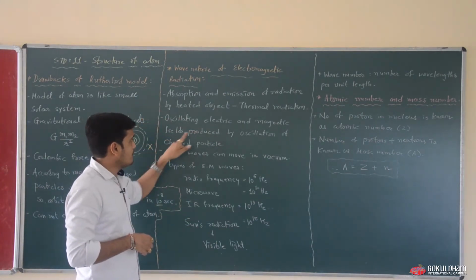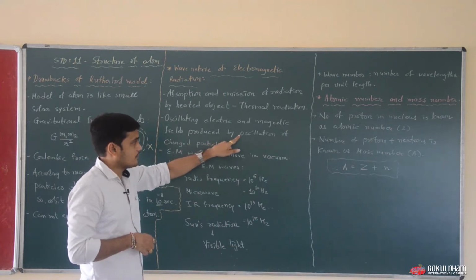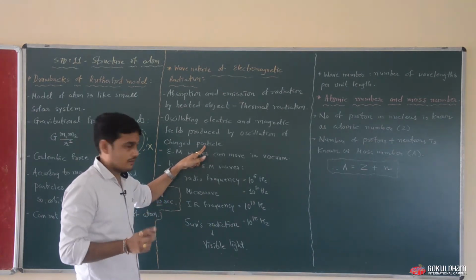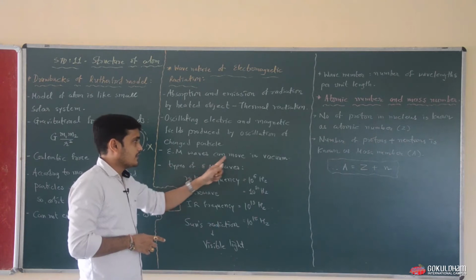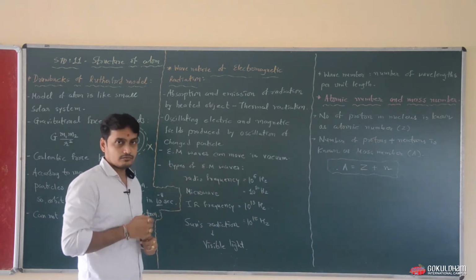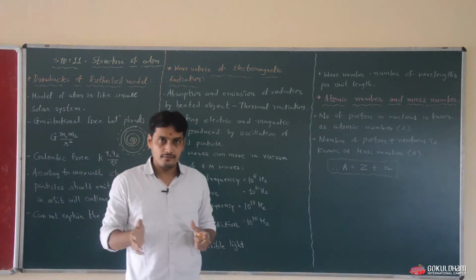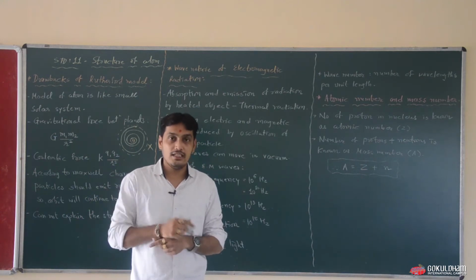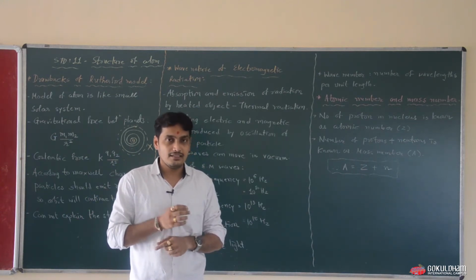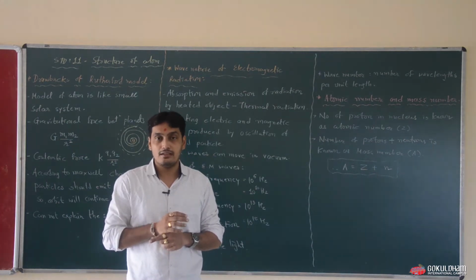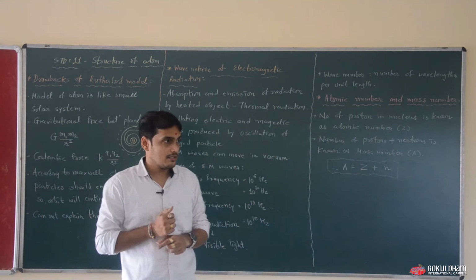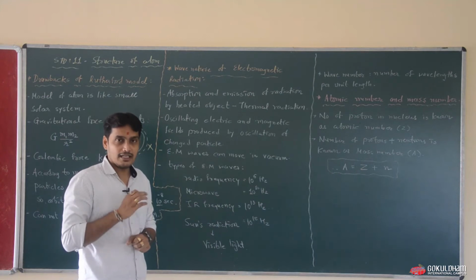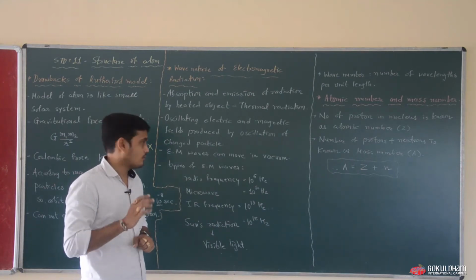Oscillating electric and magnetic fields are produced by the oscillation of a charged particle, and this charged particle is our electron. So electromagnetic waves can move in a vacuum. Suppose there is a pond and we throw a stone in the pond, so a wave is generated on the surface of the water. Sound or water waves require a medium, but electromagnetic waves don't require any medium. They can travel in a vacuum also.